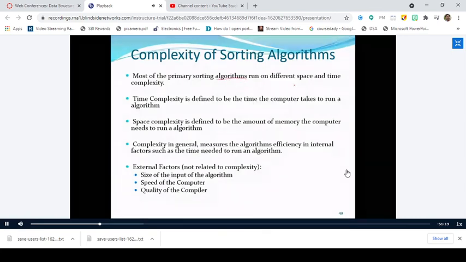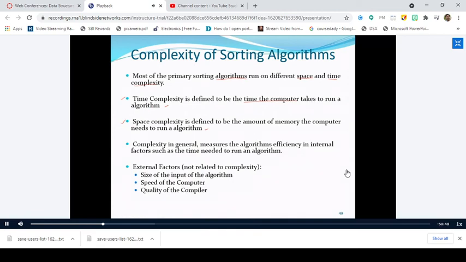And time complexity, this we have defined as the time that the computer takes to run an algorithm. Similarly, the space complexity is defined as the amount of memory the computer needs to run that algorithm. These two definitions we are very much clear, right? And one more important thing, as I told, out of these two metrics, the space complexity and time complexity play a very important role in identifying the efficiency of the algorithm.